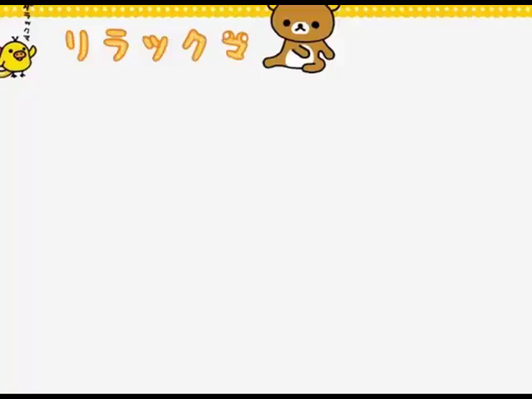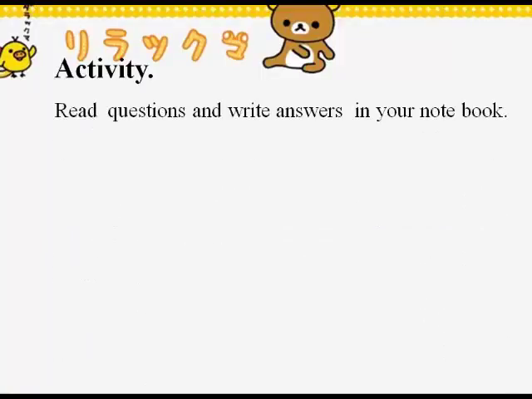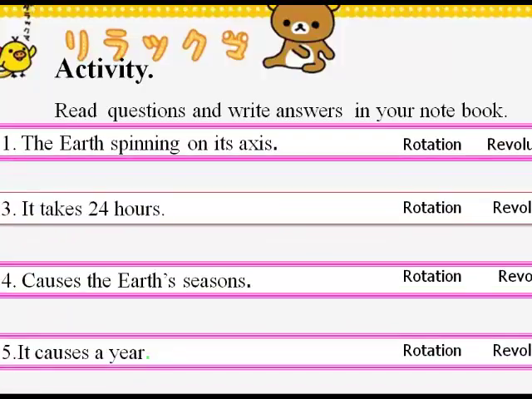So now we have an activity here for the learners. Activity: read questions and write answer in your notebook. These are the following questions. So now read the question carefully, then select from rotation and revolution and write in full sentence in your notebook. Questions are: the Earth spinning on its axis. Is the answer rotation or revolution? You'll write in your notebook.